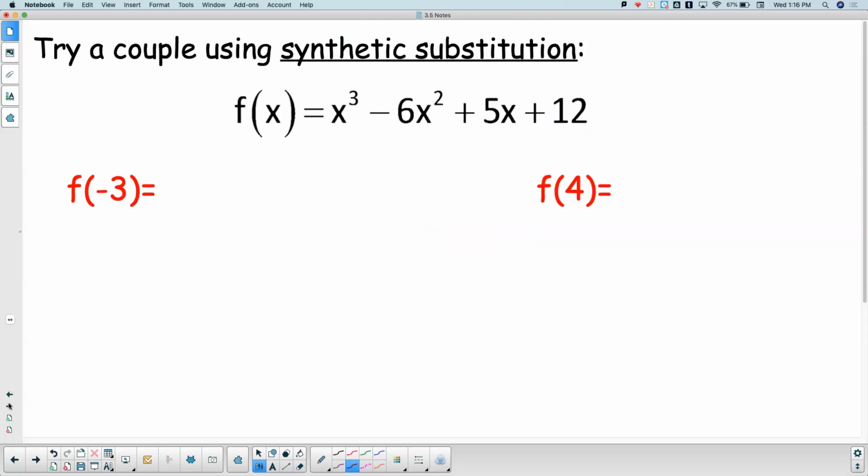What I'd like you to do now is use that synthetic substitution to find me what f of -3 is and what f of 4 is in this new function. This is now a new function.